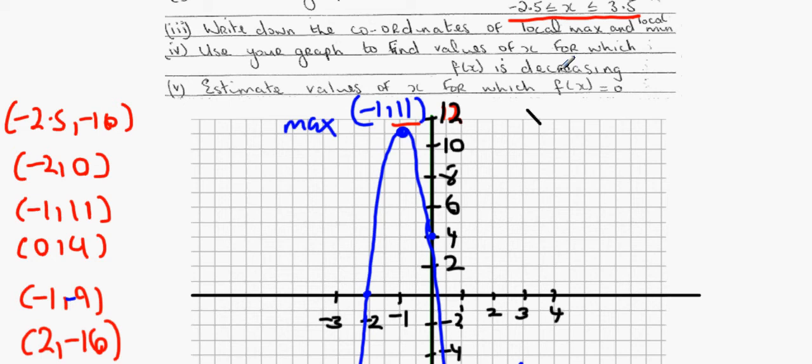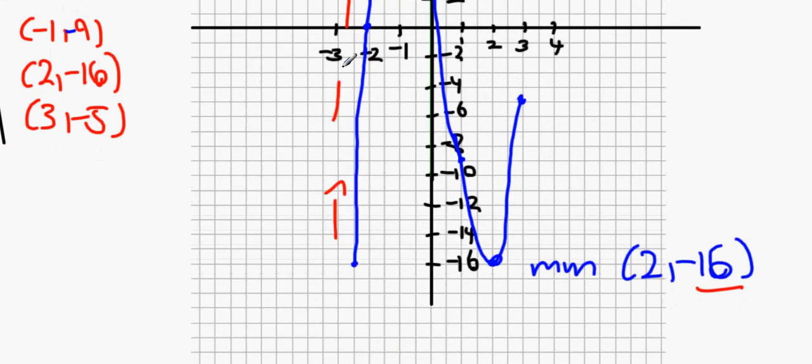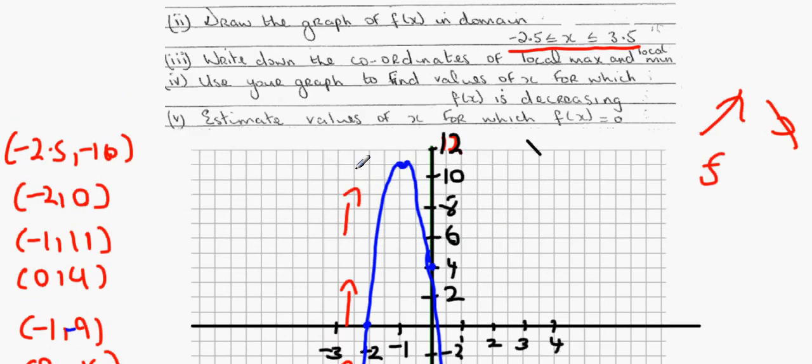Use the graph to find the values for x for which f of x is decreasing. Now what decreasing means is that it's on its way down on the graph. So we can have a quick look and see when the graph is on its way down. At the moment it's increasing, so from the very beginning it's on its way up, then it gets flat.